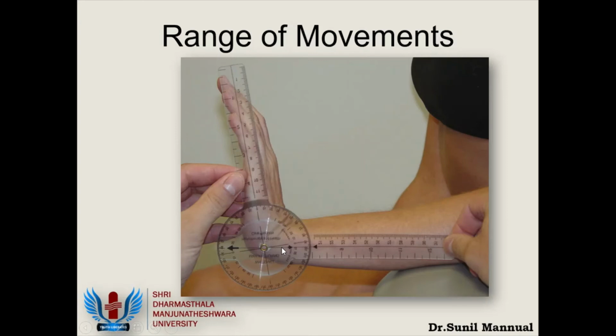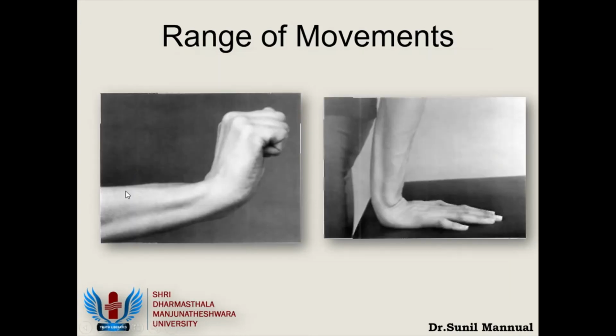So this is the normal dorsiflexion of the wrist. This is between 60 and 70 degrees. However, in this position, if you force, the patient can go for up to 90 degrees of dorsiflexion. So that is the range of dorsiflexion.